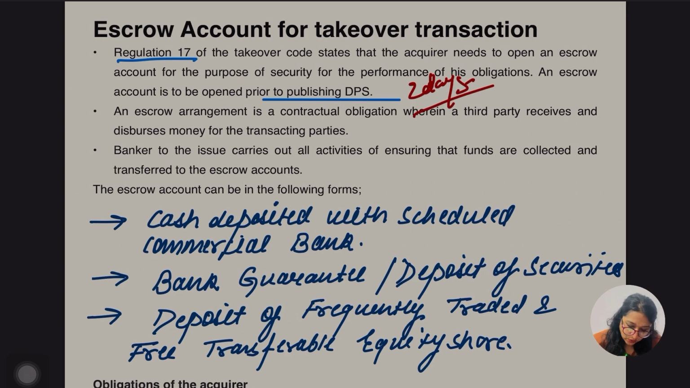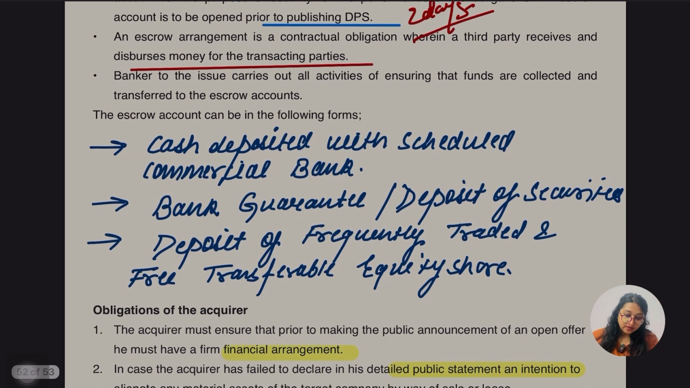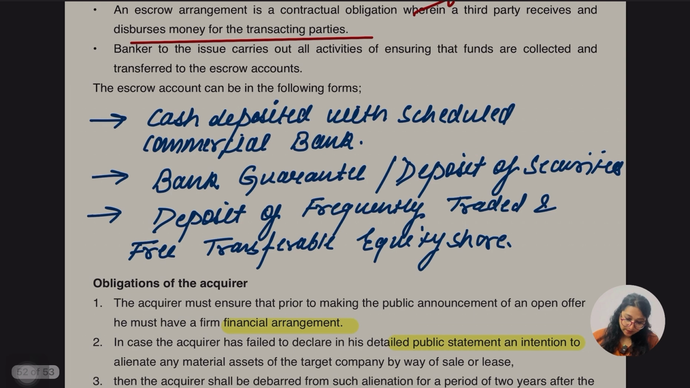Let's go for the other part. An escrow arrangement is a contractual obligation where a third party receives and disburses money for the transacting parties. Bankers to the issue carry out all activity of ensuring that the funds are collected and transferred to which account? The escrow account. We know this. The escrow account can be in the following forms: cash deposit with a scheduled commercial bank, bank guarantee, deposit of securities, and deposit of frequently traded and freely transferable equity shares. We know this, so things are clear.